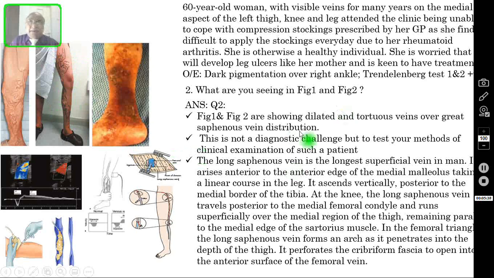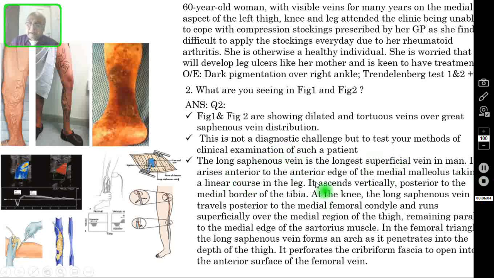But this primary varicose vein, or both primary and secondary, is not a diagnostic challenge, but it tests your methods of clinical examination of such a patient. That is the challenge. The long saphenous vein is the longest superficial vein in man. It arises anterior to the anterior edge of the medial malleolus, taking a linear course in the leg.